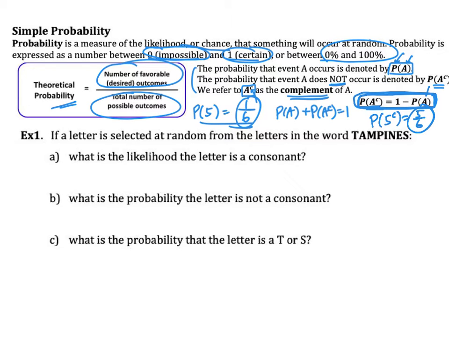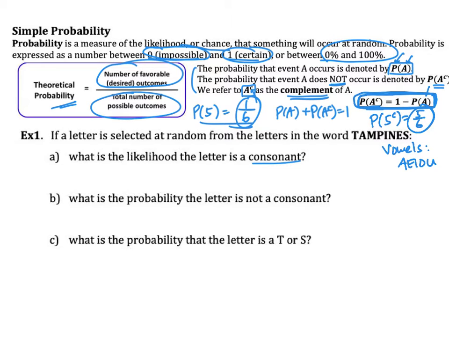It says, if a letter is selected at random from the letters in the word Tampanese, what is the likelihood that the letter is a consonant? Okay, so consonants and vowels, hopefully you remember what those are, right? Vowels, there's only 5 vowels in the 26-letter alphabet. They're A, E, I, O, and U. So everything else is a consonant.